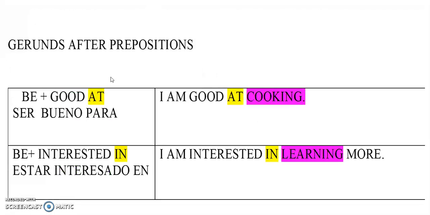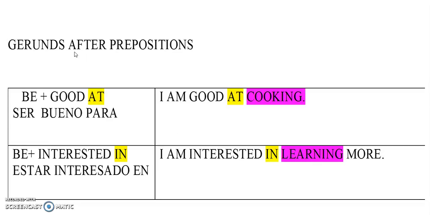Now, we are going to use gerunds after prepositions, such as after at and after in. So, for example, the pattern here, you have be plus good at, which means ser bueno para. Example, I am good at cooking. Okay, I am good at cooking. Well, after the preposition in, if you can see here, in, you have a gerund. Después de la preposición at, usamos un gerund. Después de la preposición in, también usamos un gerund, ¿ok?